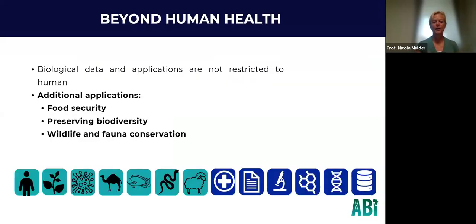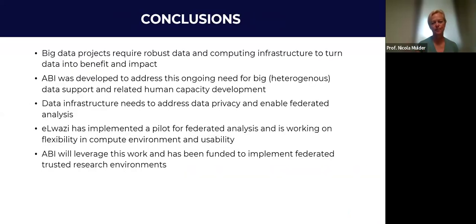And then finally, beyond human health, I've talked very much about human health because those are the areas we're focusing on, but the ABI, the African Bioinformatics Institute, is going beyond that. We need to think about additional applications like food security, biodiversity, and conserving all our fantastic diverse wildlife and fauna. We've already run a hackathon for the agricultural community to build tools for agricultural genomics. We're organizing another one coming up. So we really need to address all of these different areas.